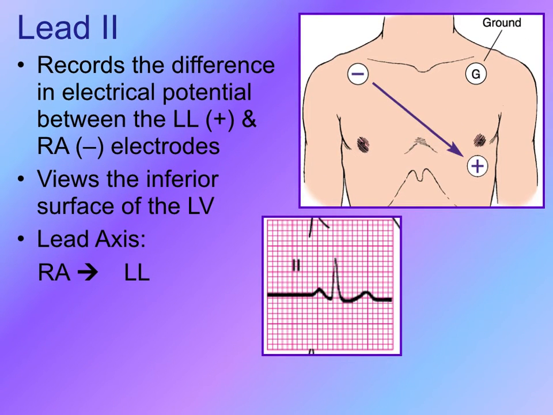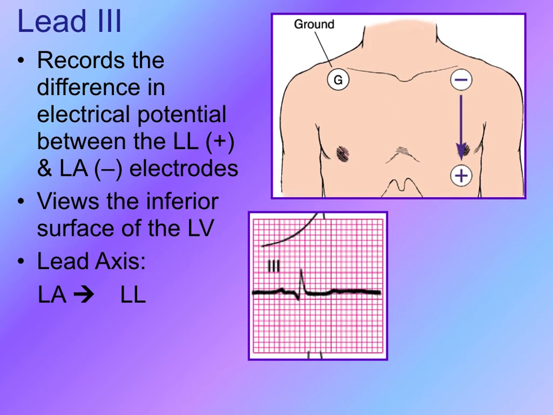Lead 2 is looking at the difference in electrical potential between the left lower and the right arm, or the right upper chest lead. And this is looking at the inferior surfaces of the left ventricle. Obviously, the left ventricle is the workhorse of the heart, so most of the time we're considering what's going on with that chamber. This lead axis is RA to LL. So when we're looking at that, we're still traveling toward the positive. So things are looking up, and we'll have an upright deflection.